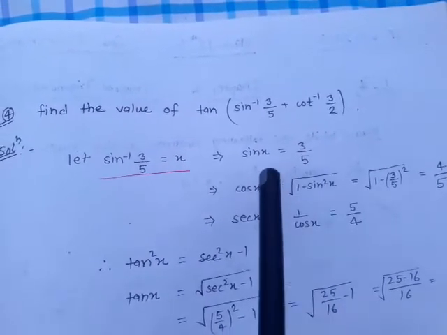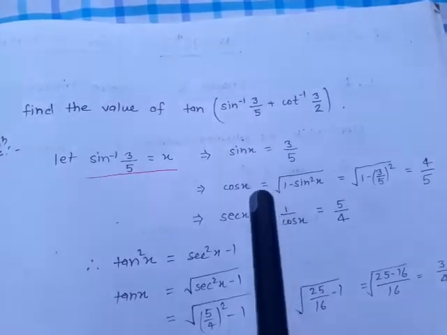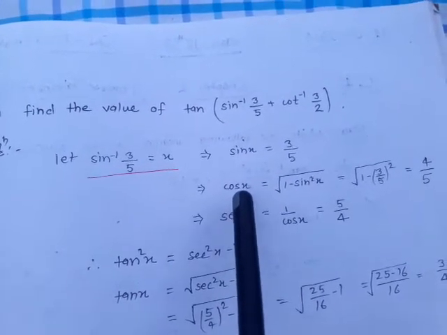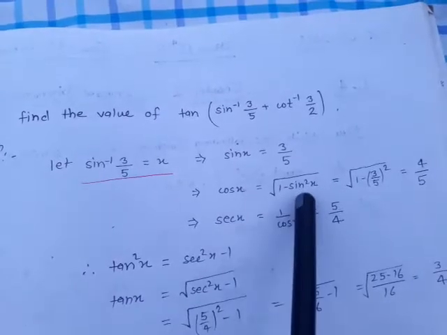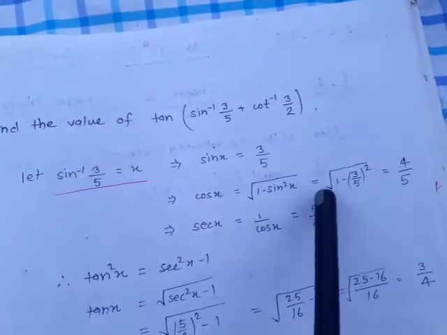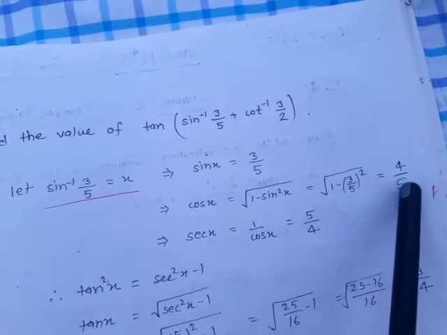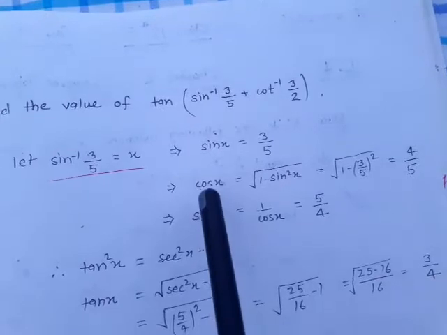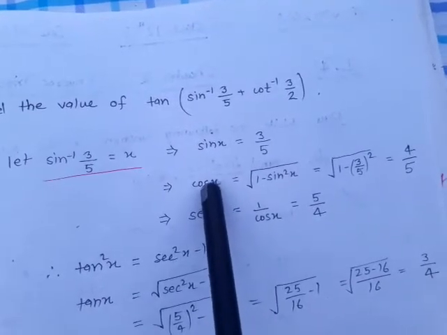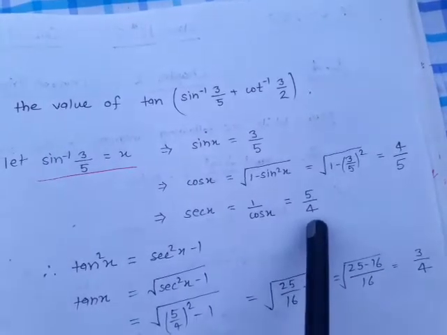We get the value of sin x, and for sin x we can easily find the value of cos x using the identity: cos x equals root of 1 minus sin square x. In place of sin x put the value 3/5: root of 1 minus (3/5) whole square. Solving this we get 4/5. Now we have the value of cos x, so we easily find sec x. Sec x equals 1 upon cos x, that is 5/4.